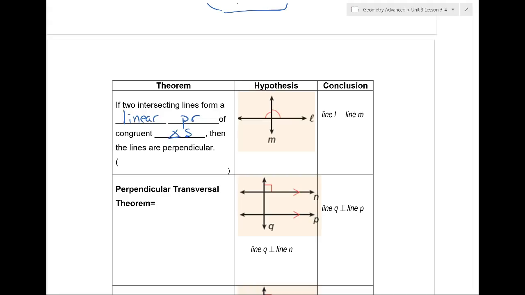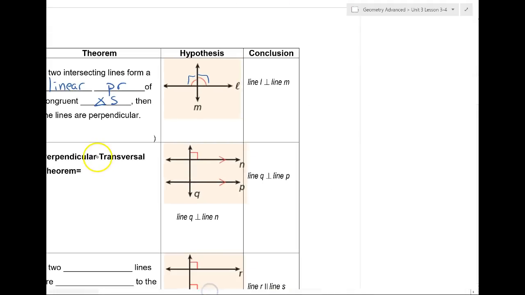So really, this is just a step farther in that thinking. Because we know if that's a linear pair, they both had to be right angles in order for that to even happen, for them to be congruent. So you can write it as a conditional statement if you want.